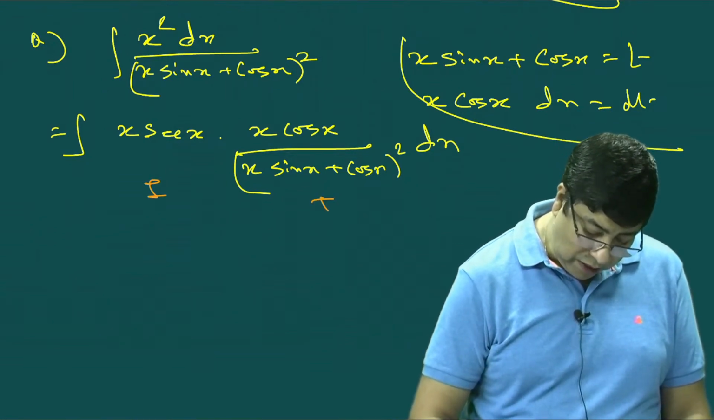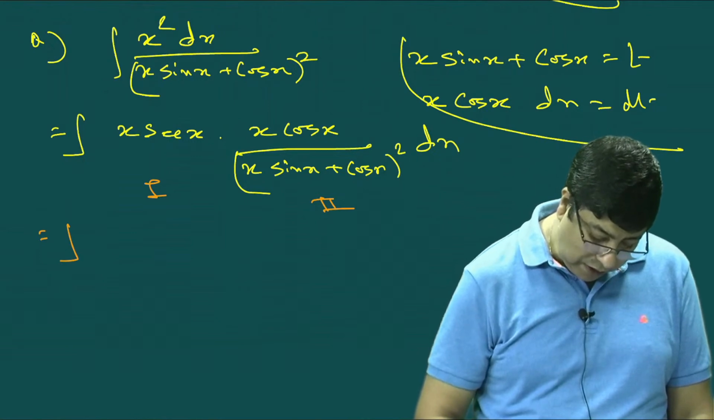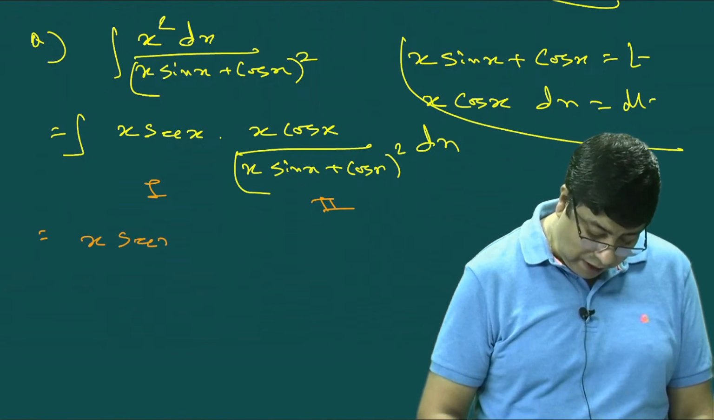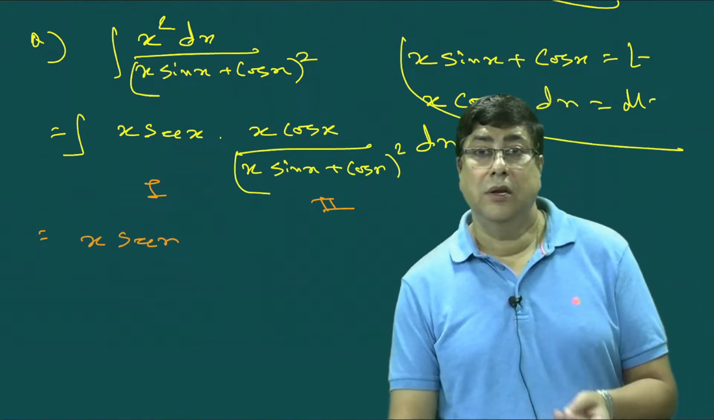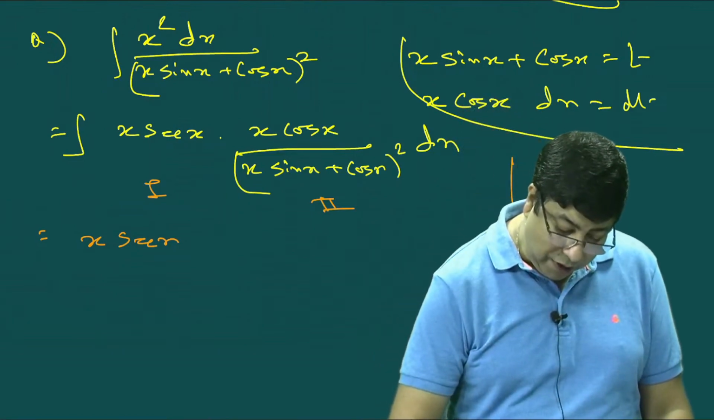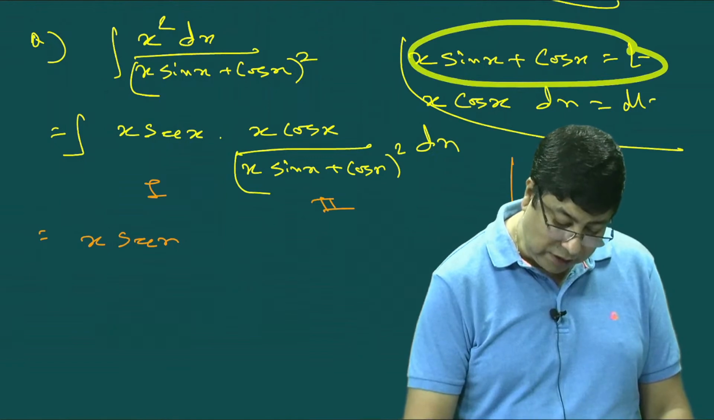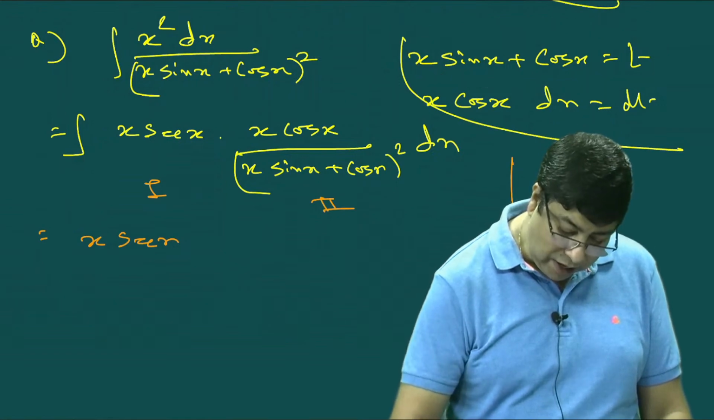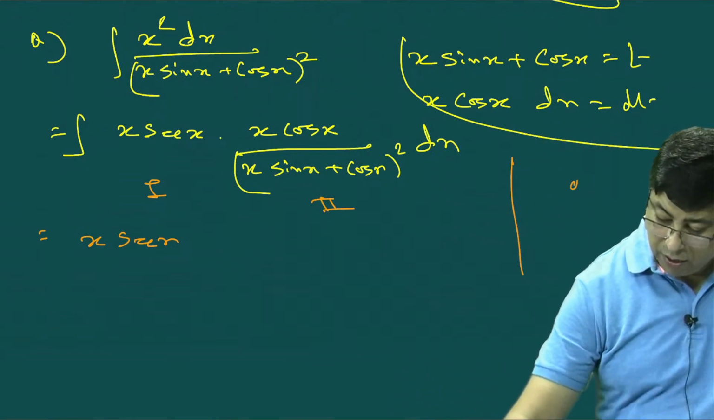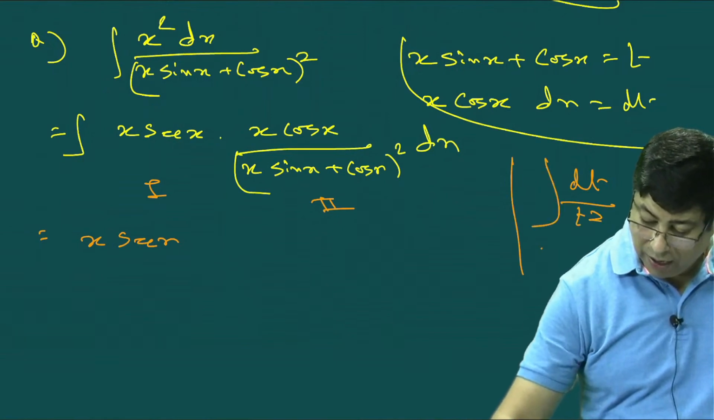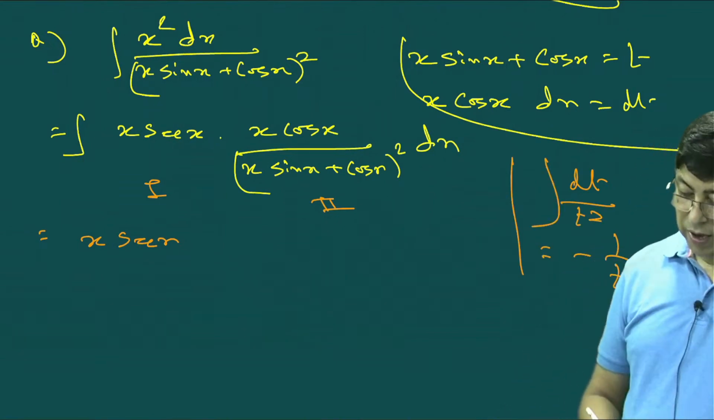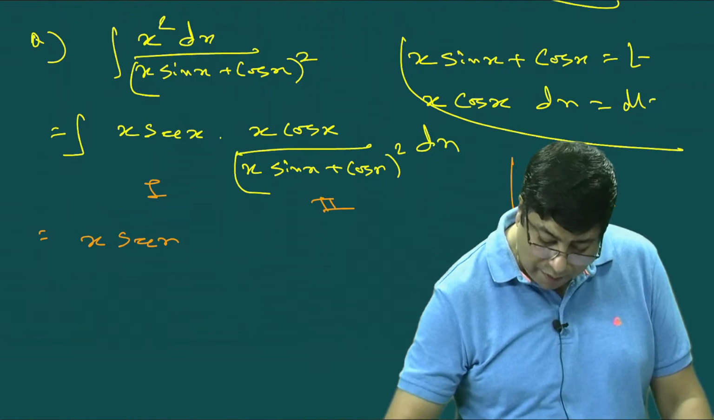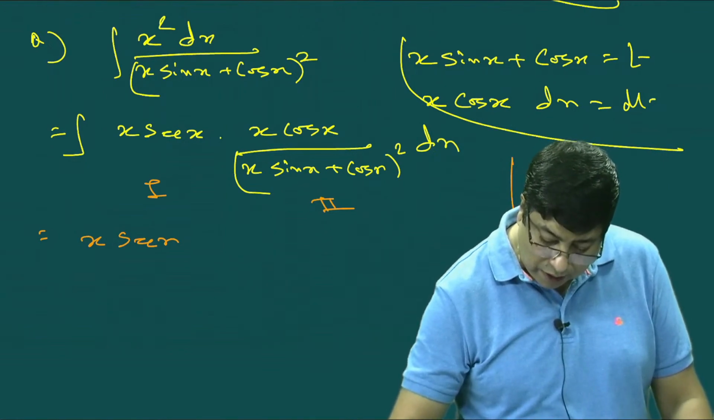Now what to do? This is the first function and this is the second function. If we differentiate, we are getting u integration of v. So let us do that, not differentiation: x sec x. Separately I am taking the integration of v, the second function. If we take x sin x plus cos x as t, then x cos x dx equal to dt, so the integration is dt by t square, which is coming minus 1 by t. So the integration of the second function is minus 1 by x sin x plus cos x.